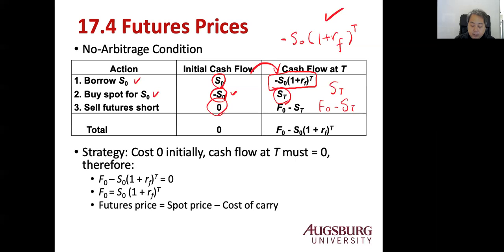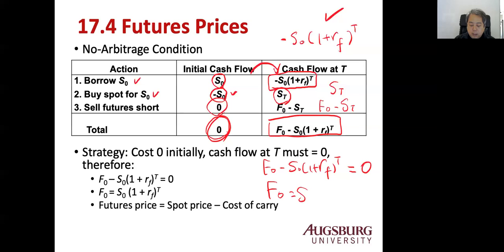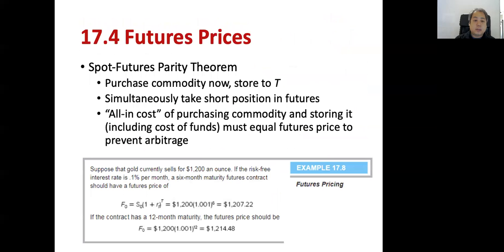If you add everything, this is F0 minus S0 times 1 plus Rf to the T, which should equal the initial cash flow, 0. Which means the futures price should be S0 times 1 plus the risk-free rate to the T. That should be the futures price under no-arbitrage conditions. So that's the proof.